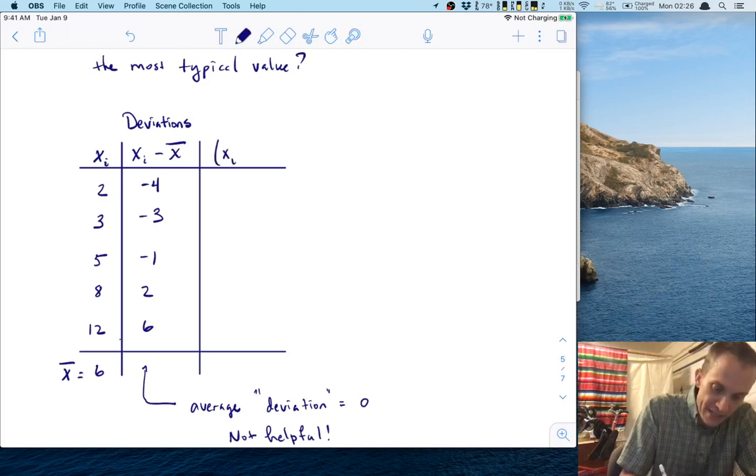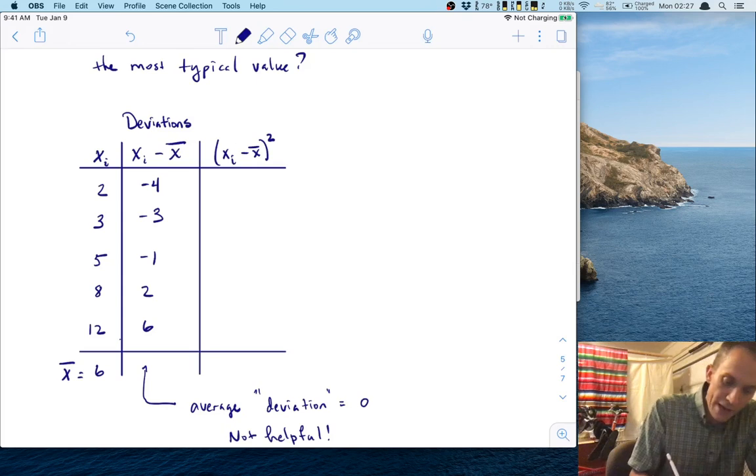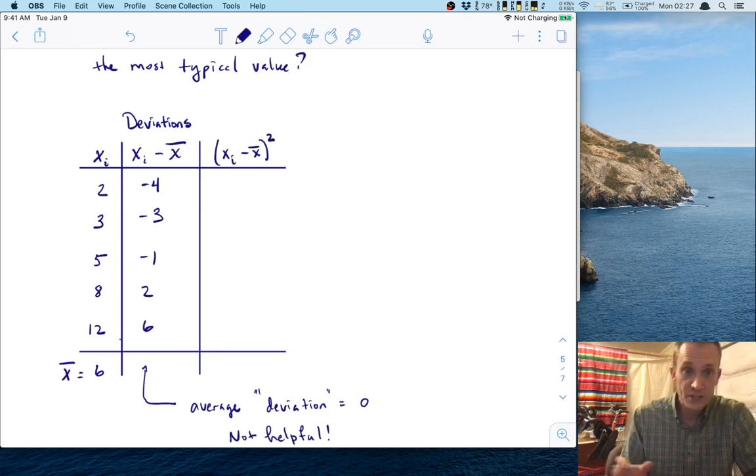We're going to take these deviations, xi minus x bar, and we're going to square each of them. That's going to be the trick. That's going to be the thing that helps us out tremendously. Okay, so let's do that. All this amounts to is just taking each of those deviation scores, -4.